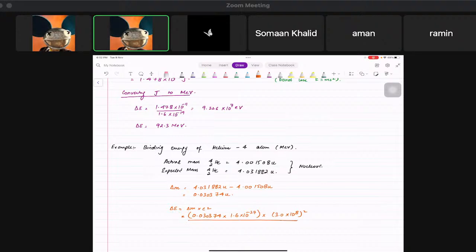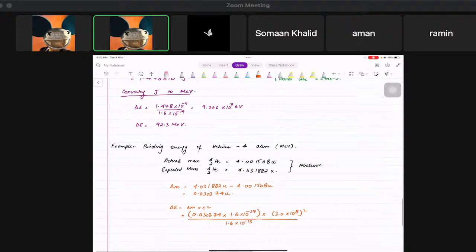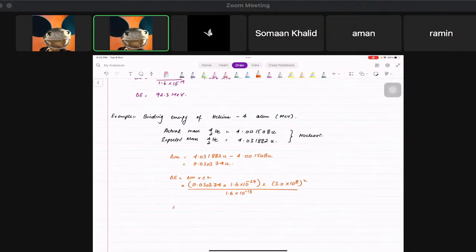If you want to convert it into mega electron volts, you must divide it by 1.6 times 10 raised to minus 13, because that's 1 MeV, right? So when you do that, your answer should come out as 28.36 MeV. Check with the calculator as well.